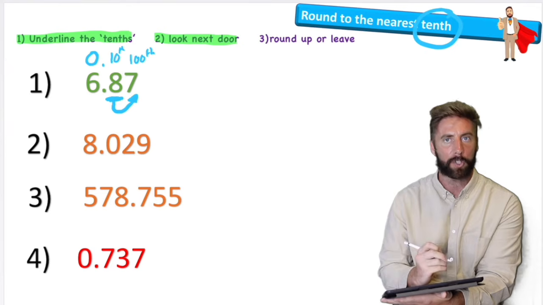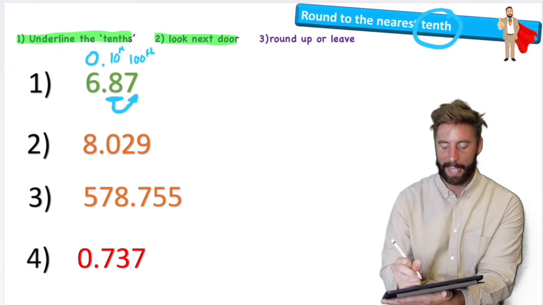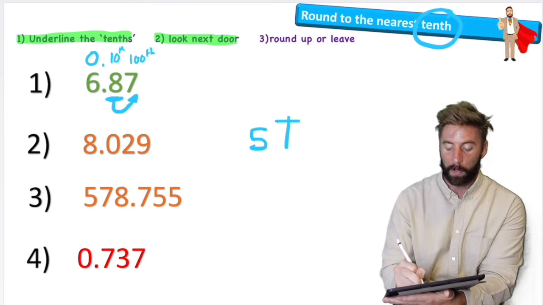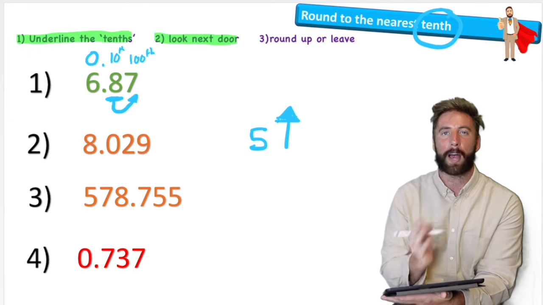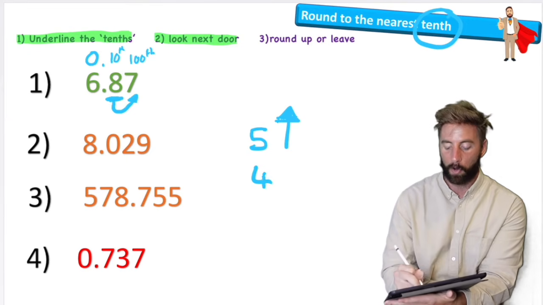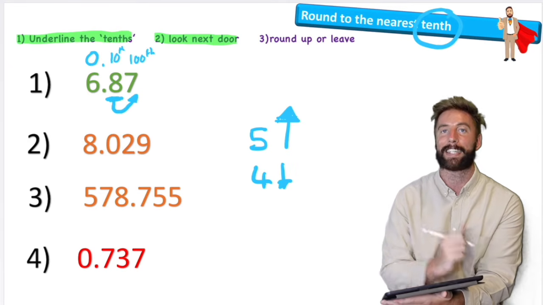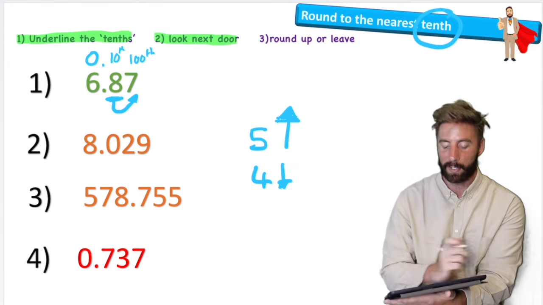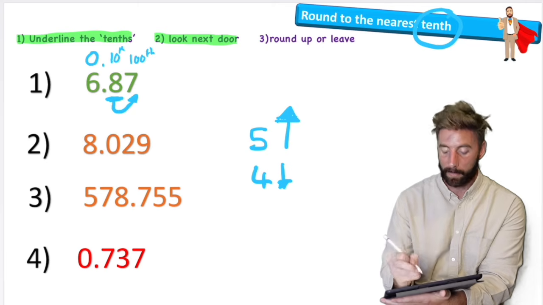But how do we know how to do that? Well, we have a little saying. 5 or more, let it soar. Which means round it up to the next number. 4 or less, let it rest. Keep it as the number it is. So I'm going to quickly put my numbers in place. Okay, good.